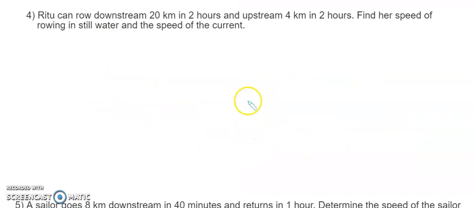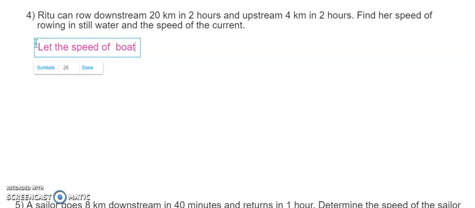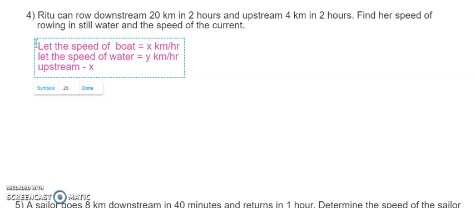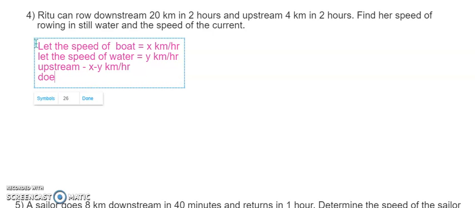Why? If you read the question, Ritu can row downstream 20 kilometers in 2 hours and upstream 4 kilometers in 2 hours. So in this situation, the four sentences which we write is same. That is, let the speed of boat is equals to x kilometer per hour. Let the speed of water is equals to y kilometers per hour. Upstream is x minus y kilometer per hour, and downstream is x plus y kilometer per hour. This part is going to be same, okay?